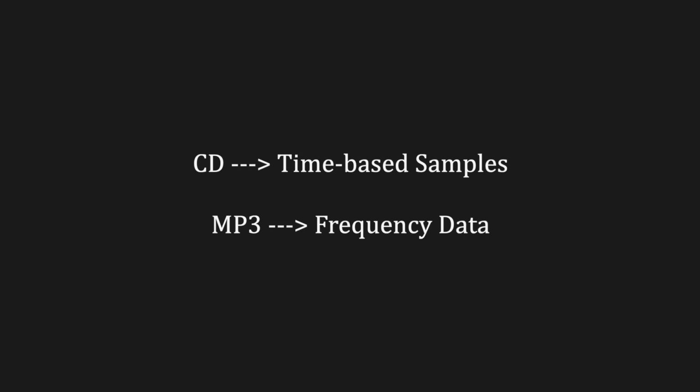This principle applies to digital audio too. Some systems, like CDs, store audio as time-based samples, while others, like MP3s, store it as frequency data. Because real sound is extremely complex, even the most advanced analog or digital systems can only approximate reality. The sound we hear through them is always just a close representation of the original.